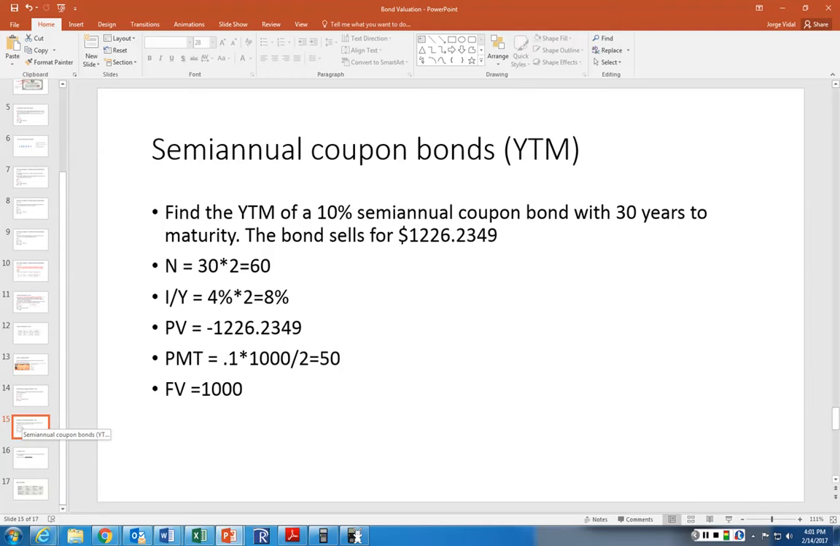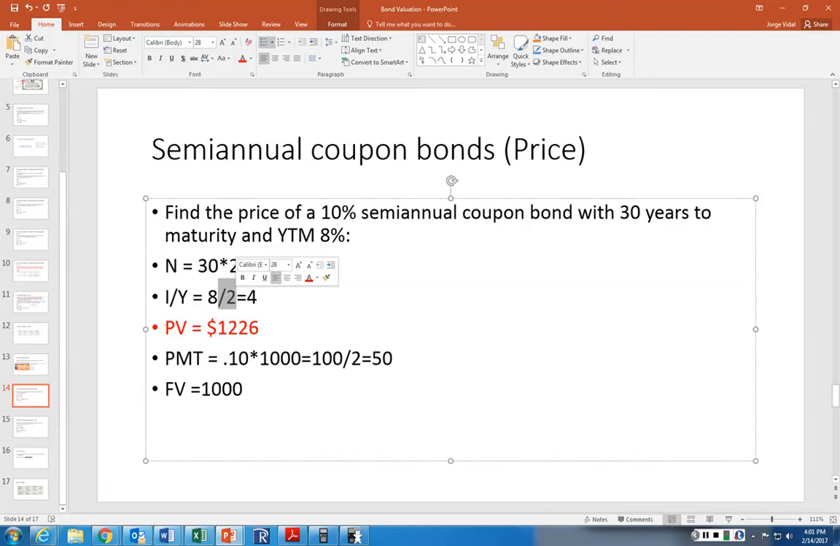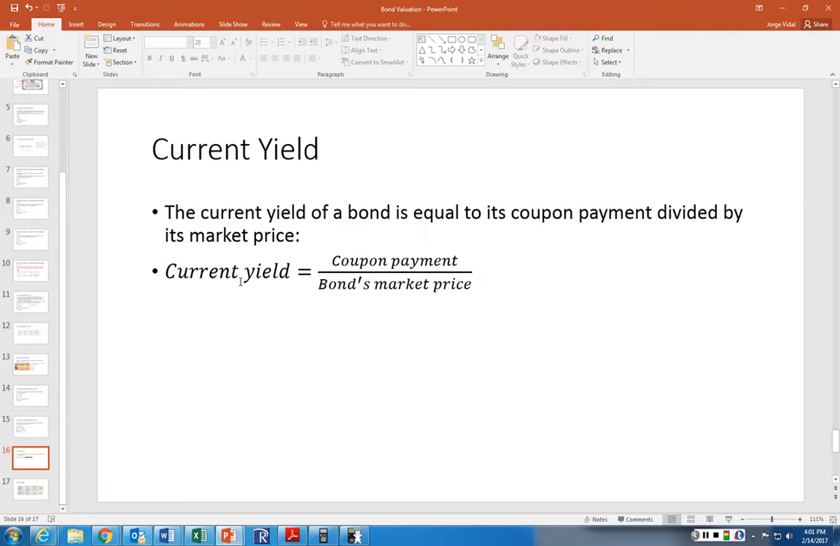When you're finding the YTM, you divide the payment by 2 and multiply the result by 2. When you're looking for the price, you have to divide the YTM. Pay attention. Now, this is in the homework. I didn't cover it in class, but current yield is the coupon payment over the bond's market price. So we don't use par value in this case. We use the actual bond market price.